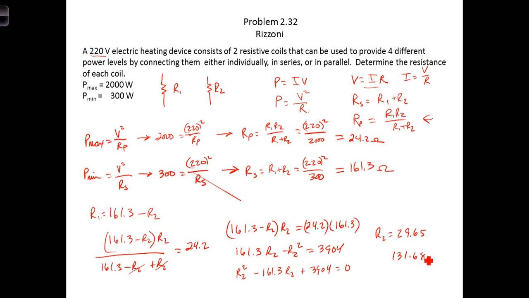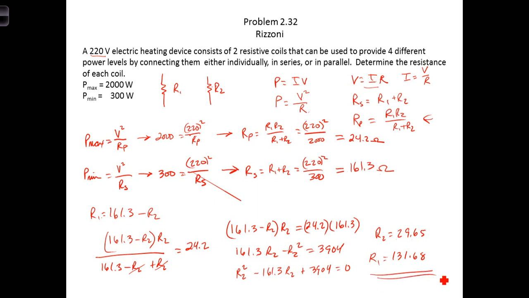Now it turns out that from this, one of these values is the value of one resistor and the other is the value of the other resistor. So R2 is that, and we'll just say that R1 is that. Those then are our answer.